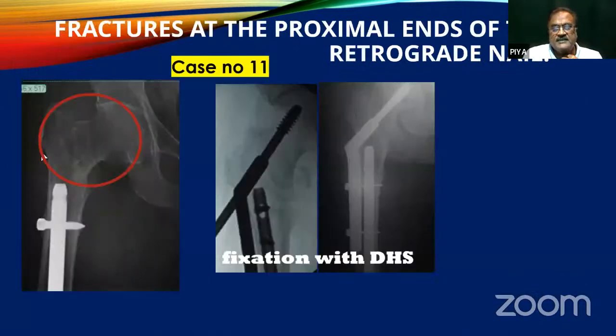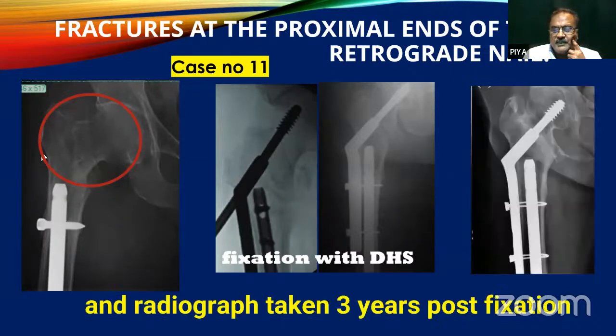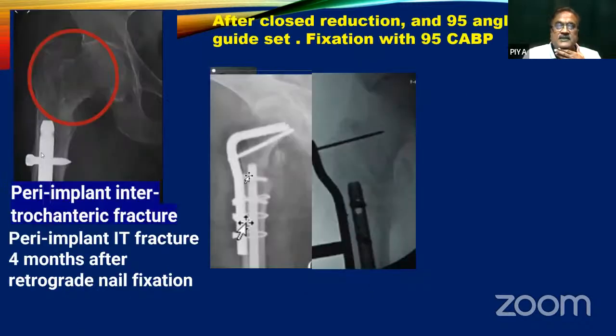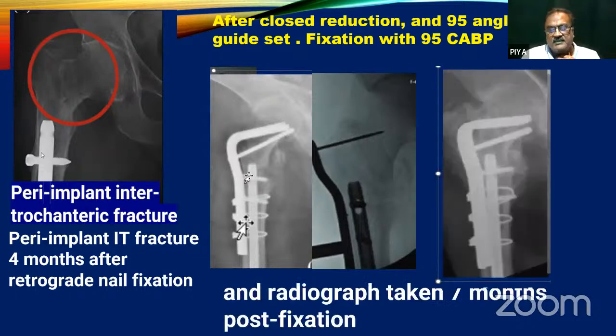Another example, fracture at the proximal end of the retrograde femoral nail, because this is all a bare area, unprotected area, stress area, and fracture neck of the femur or intertrochanteric fractures are common, but they are very easy to tackle, just an additional plate may be required. So the radiograph taken 3 years post fixation shows the fracture has healed. Another example, at the tip, an intertrochanteric unstable fracture, and you can see peri-implant IT fracture after a retrograde nail, and ultimately it was treated with the condylar blade and the fracture has healed.